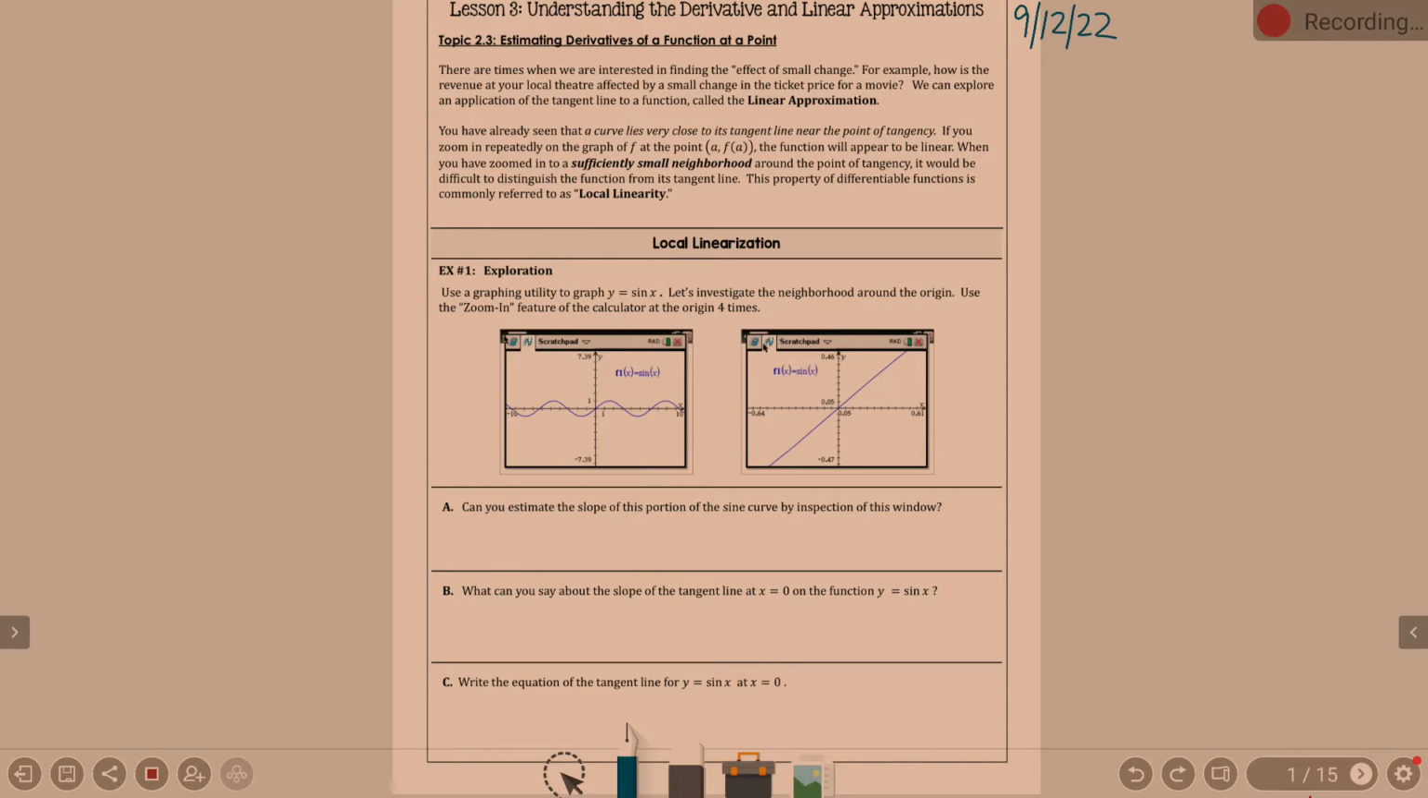Graph y equals sine x. Now, with y equals sine x, what mode do you have to be in? Radians, yes. So physics kids, which is everybody, make sure you're in radians for this moment, please. I just tried, and you don't get a sine curve if you're in degrees.